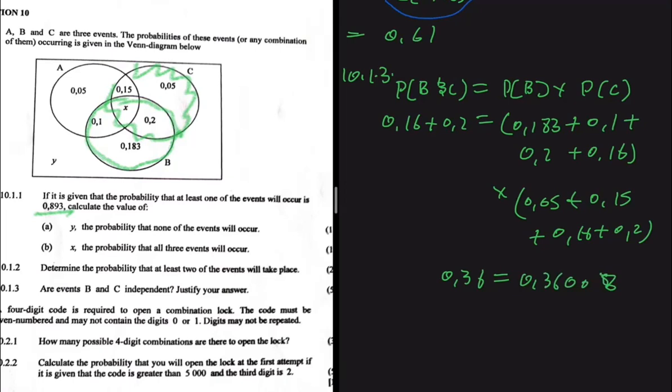So we can conclude and say that events B and C are independent of each other because they satisfy this definition here. A 4-digit code is required to open a combination lock. The code must be even numbered and may not contain the digits 0 or 1. Digits may not be repeated. And then the first question: how many possible 4-digit combinations are there to open the lock?